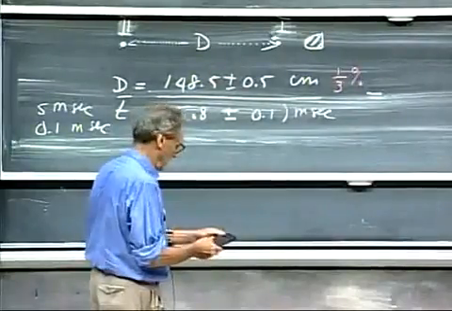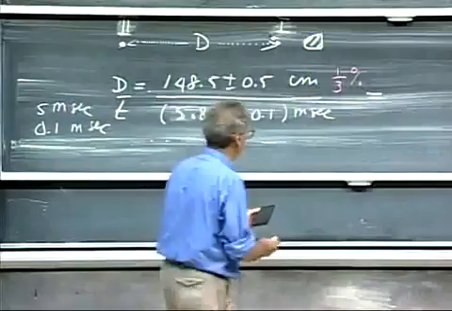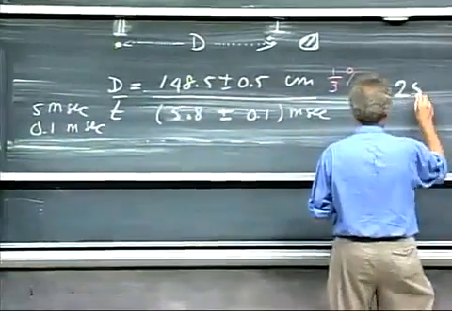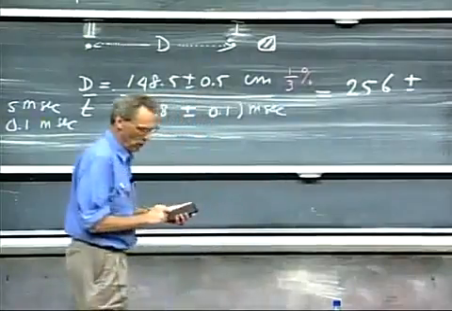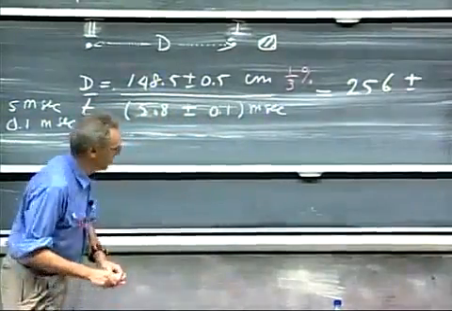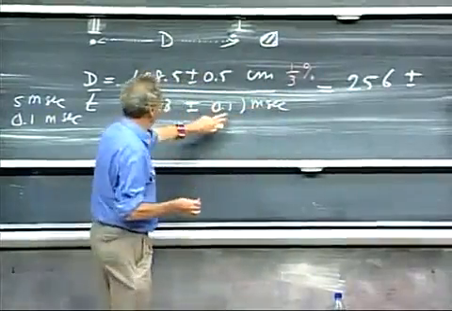148.5, 5.8, and I have to convert it to meters per second. That brings it at 256 plus or minus. Now you come in here with your plus or minuses. This is a 1/3% error. It's negligible to this one.